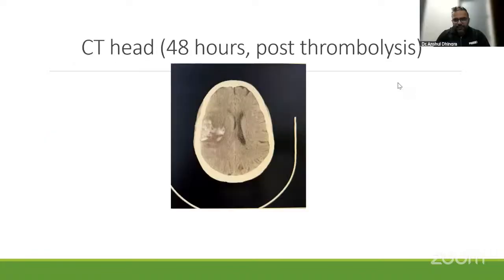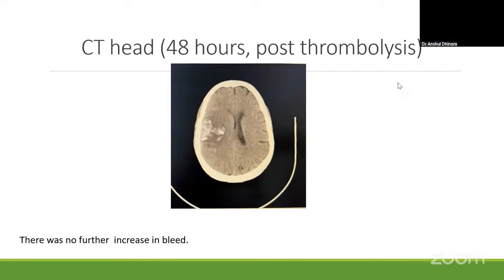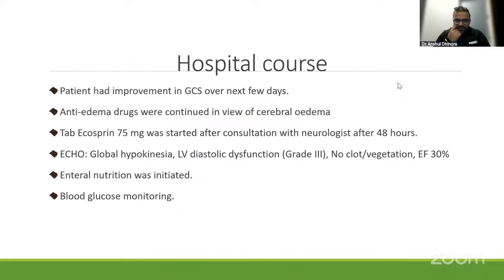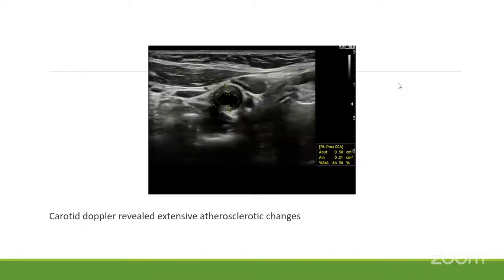So CT post thrombolysis was done after 48 hours. It shows no further increase in the bleed. During the hospital course, the patient had improvement in GCS over the next few days. Anti-edema drugs were continued in view of cerebral edema. Tablet Ecosprin 75 was started after consultation with the neurologist after 48 hours. Echo showed global hypokinesia, diastolic dysfunction of grade 3, no clot and vegetation, ejection fraction of around 30%. Enteral nutrition was initiated and blood glucose monitoring was done. So this was the carotid Doppler. This revealed extensive atherosclerotic changes.